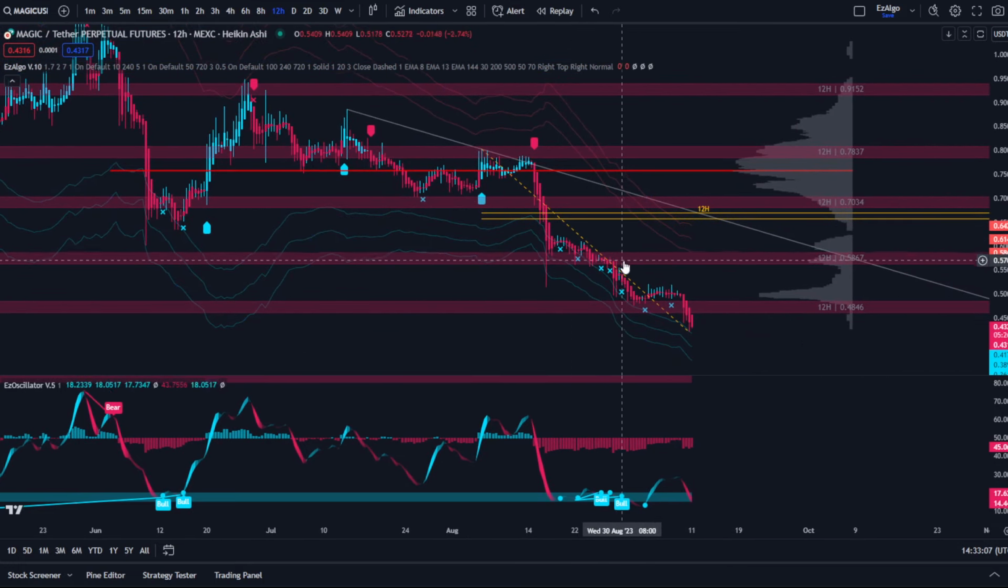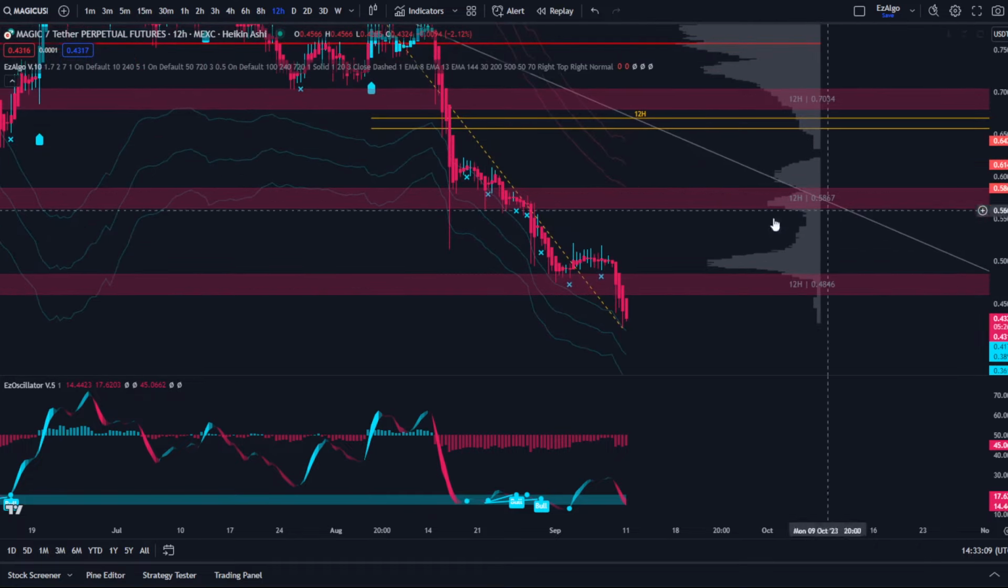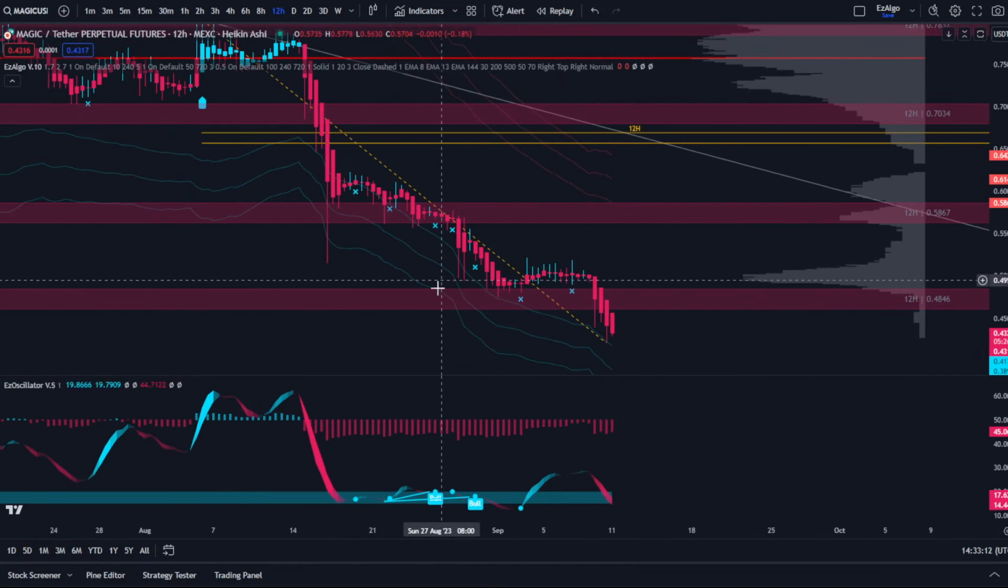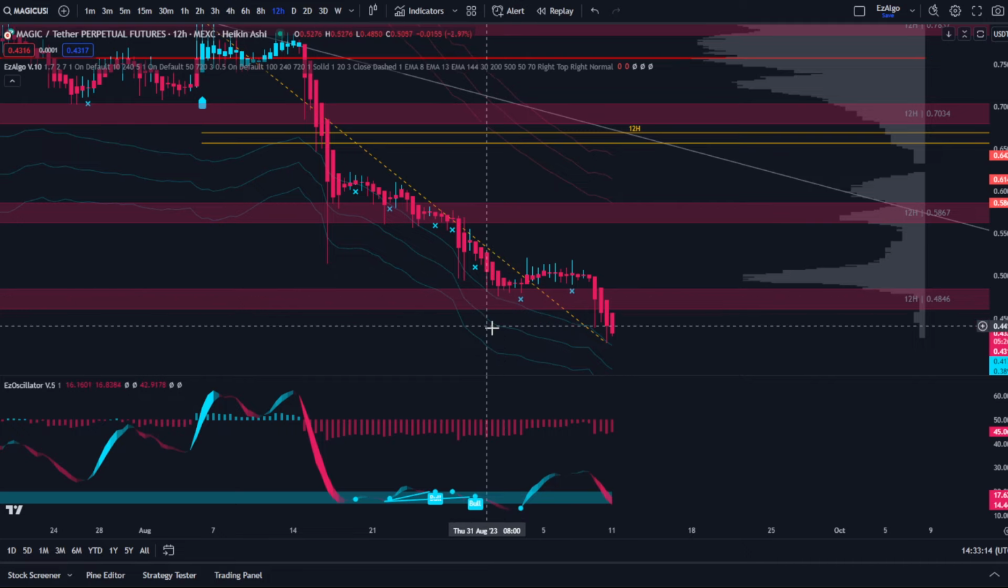As you can see, we are in a downtrend here, but every time price has touched the reversal band, even on a 12-hour, if you were to go down to a lower time frame to get some scalp longs, you could do so.